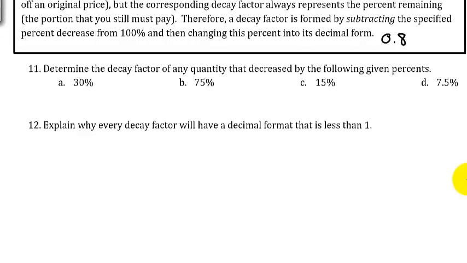Determine the decay factor for any quantity decreased by the following percents. So if something is decreased by 30%, then the amount remaining would be 70%, and the associated decay factor would be 0.7.